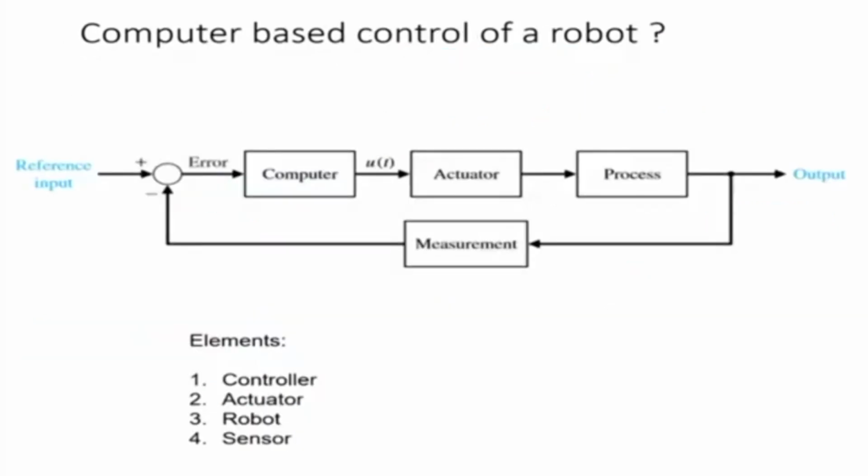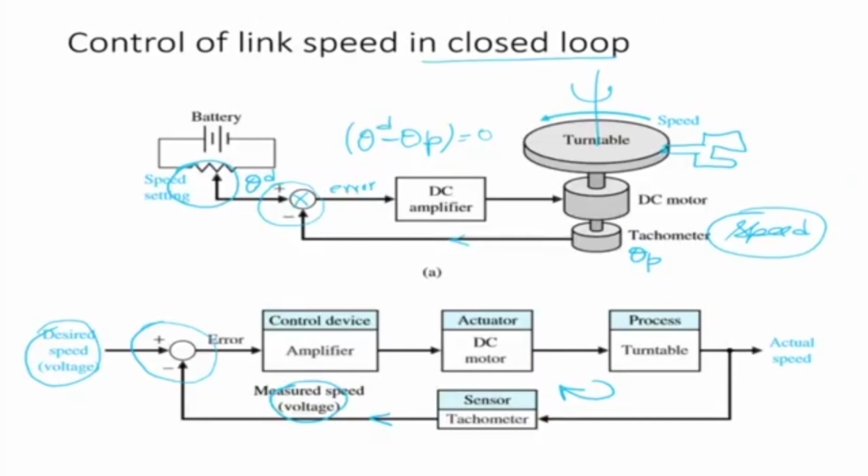Now let's look a little further. In the previous case, if you notice, there is no controller here. Whatever is desired, there is a desired voltage, it generates an error, it is amplified and goes through.